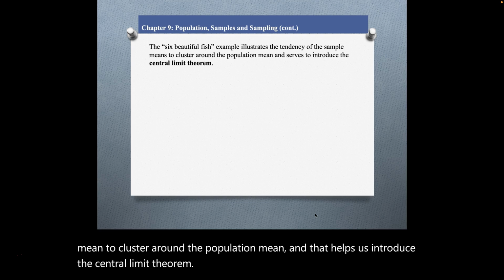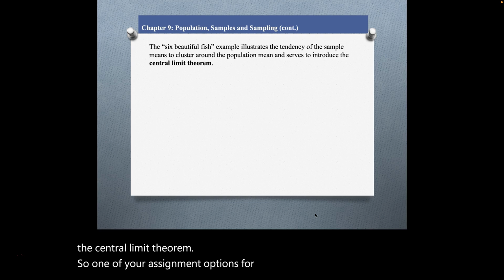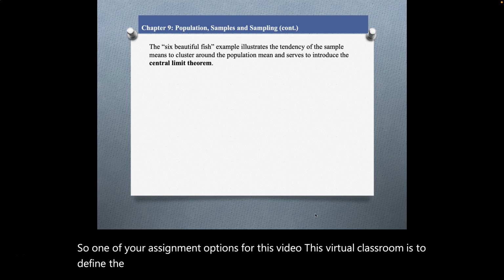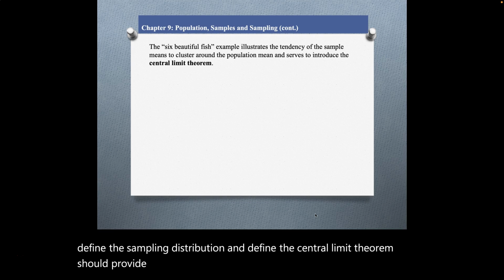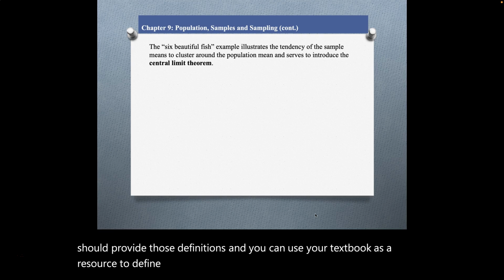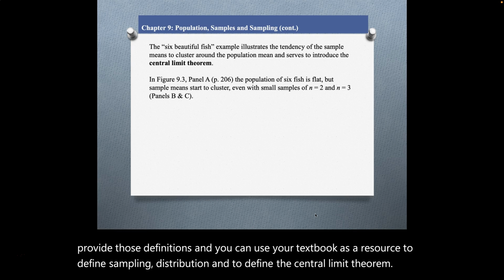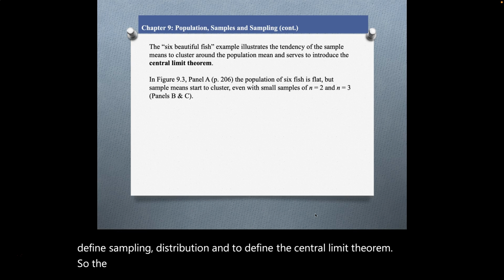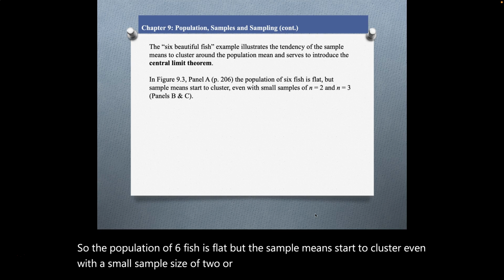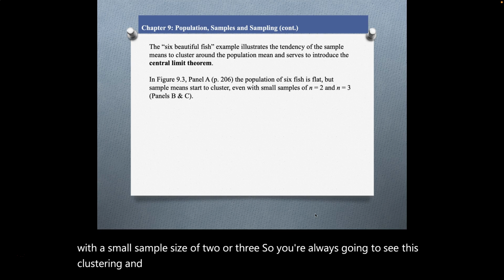One of your assignment options for this virtual classroom is to define the sampling distribution and define the central limit theorem. So provide those definitions, and you can use your textbook as a resource. The population of 6 fish is flat, but the sample means start to cluster even with a small sample size of 2 or 3. So you're always going to see this clustering, and hopefully everything follows the central limit theorem.